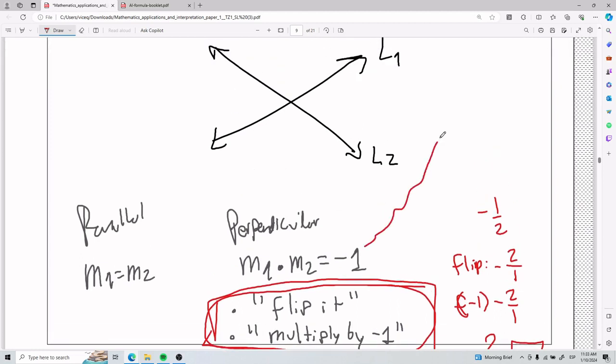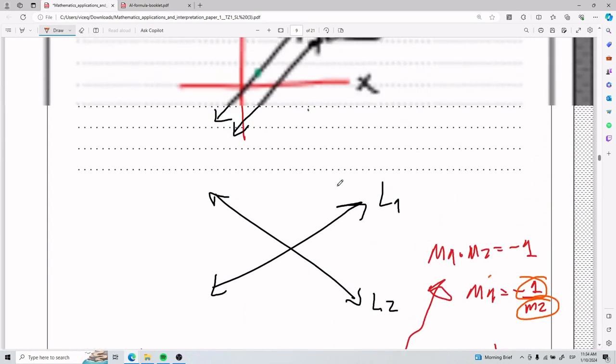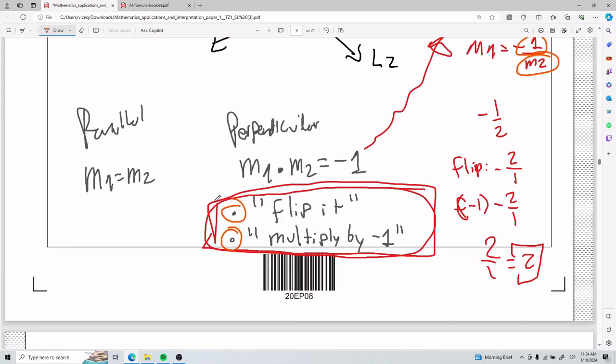If you want the math answer, you can see it here. So if m1 times m2 equals -1, that means that m1 is equal to -1 divided by m2. And see how m2 is on the bottom now, that is the flip part. And see how there's a -1 up here, that is the multiply by -1. Okay? Anyways, for perpendicular slopes, you flip it and multiply by -1.